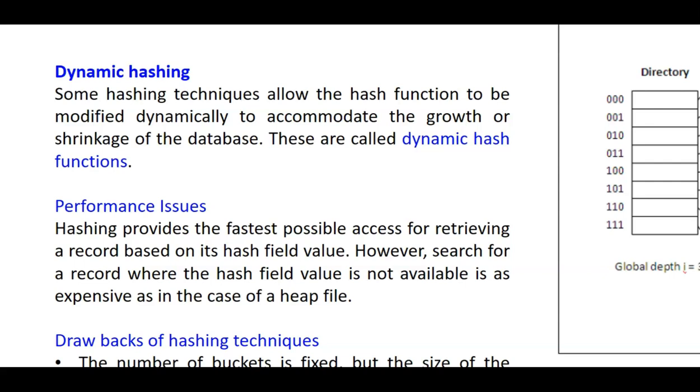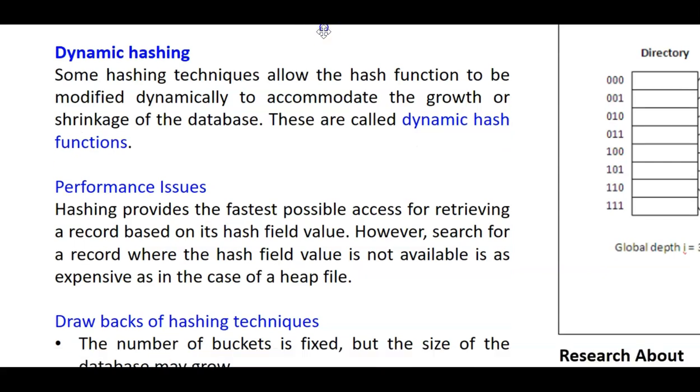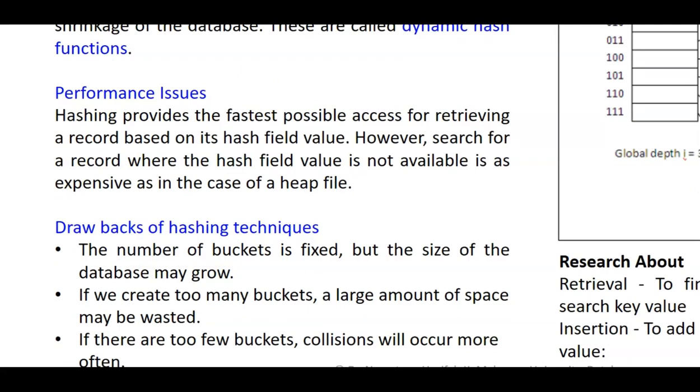Now, dynamic hashing. Some hashing techniques allow the hash function to be modified dynamically to accommodate the growth and shrinkage of the database. So dynamic hash functions are where you can constantly play around with the hash function, because the database will either grow or shrink. So you also have to be dynamic enough to make sure that the function accommodates that shrinkage or growth of the database.